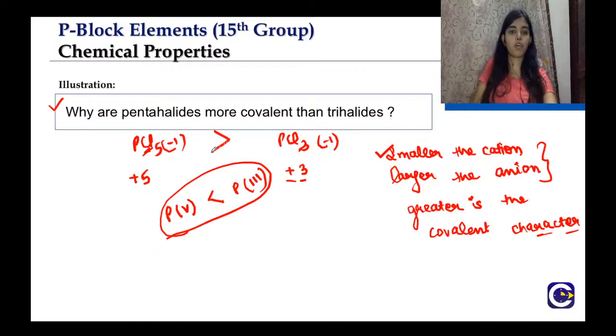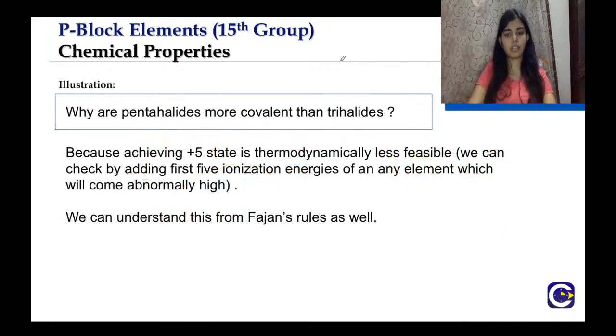Therefore pentahalides are more covalent than the trihalides. Is it clear? Is it clear till now? Guys, is it clear till now? I hope you remember Fajan's rule. Okay, good. This we have already discussed about the Fajan's rule.